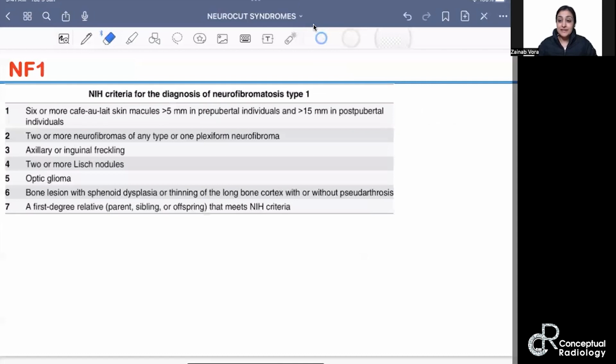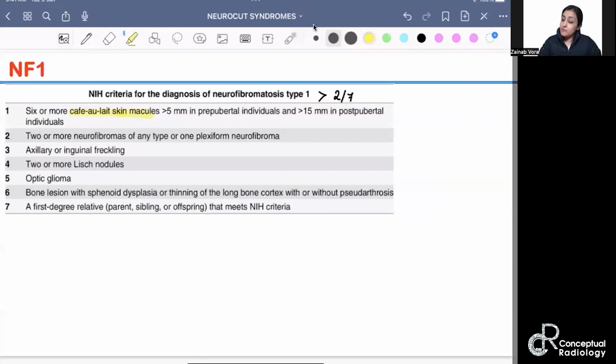Let's talk about the NIH criteria for NF1. So there are these 7 major criteria, and for a diagnosis of NF1, 2 out of 7 need to be positive. So first is the skin lesions, which are called café-au-lait skin macules. As the name says, these are macular lesions, which means they are flat lesions which are hyperpigmented, coffee colored. So 6 or more of these, the size is more than 5 mm in prepubertal, more than 15 mm in older individuals.